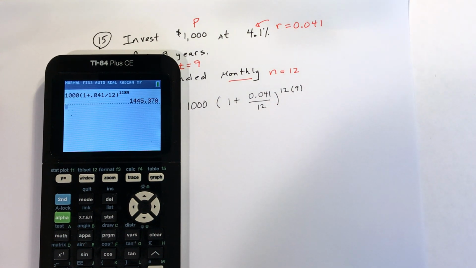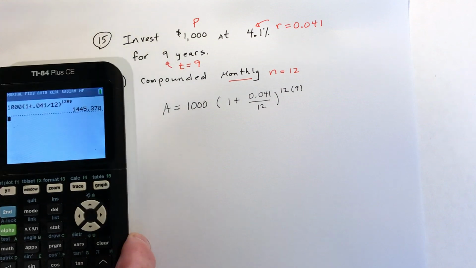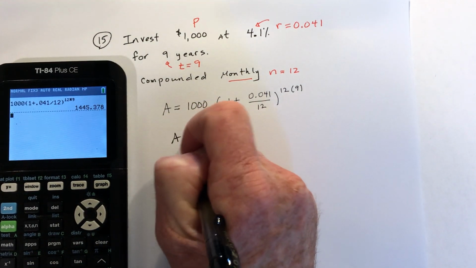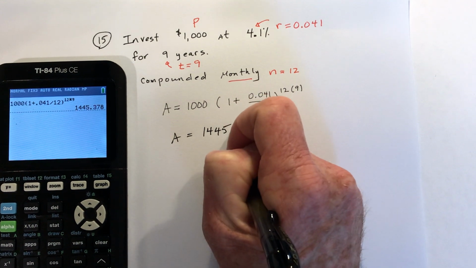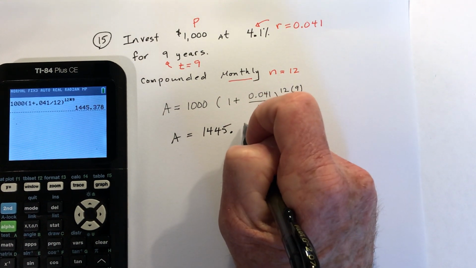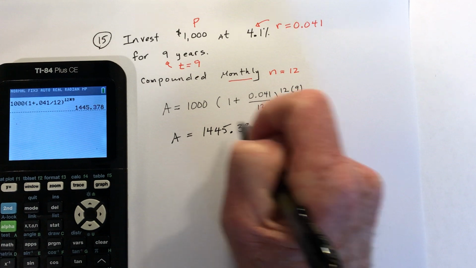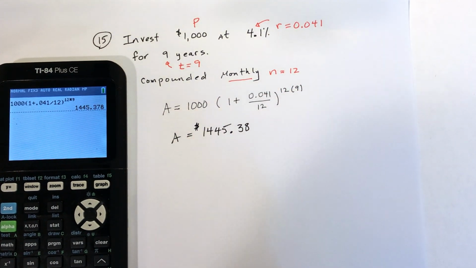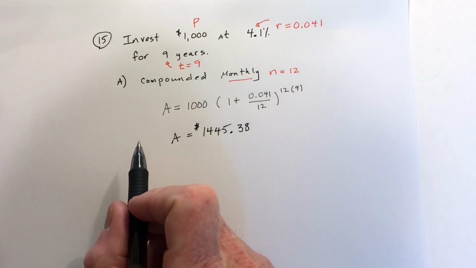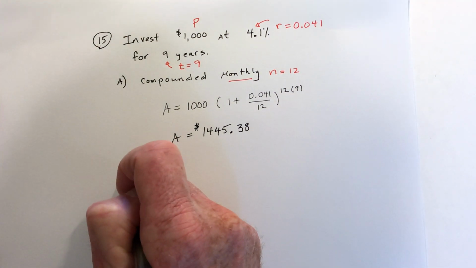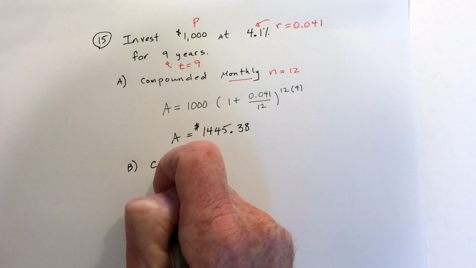So then after 9 years, you would have $1,445, and since it's money we round to 2 decimals, that would be 38 cents. And then what if we do the same story, but it was compounded continuously?